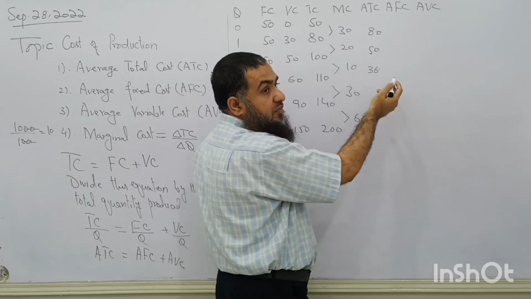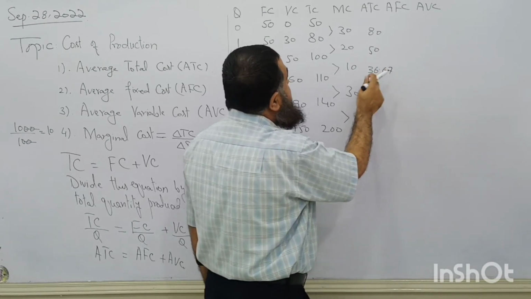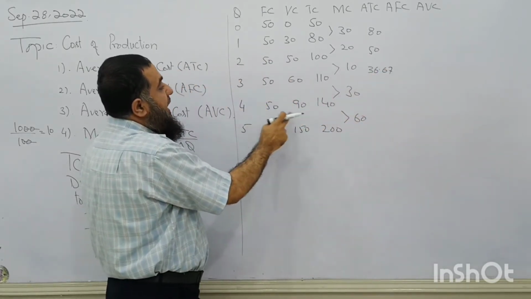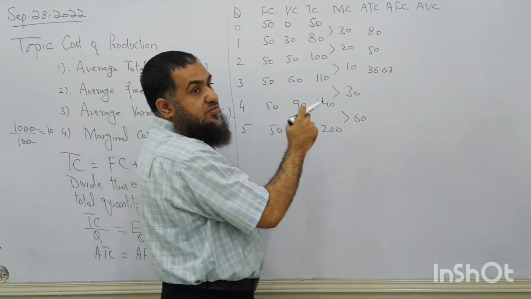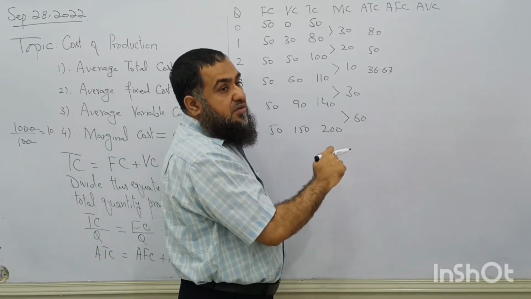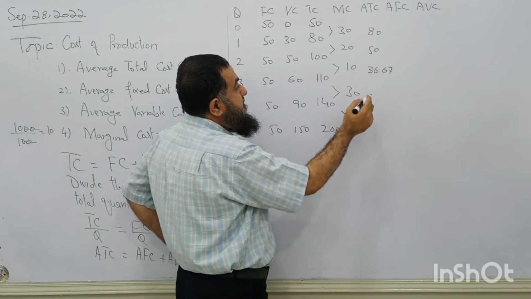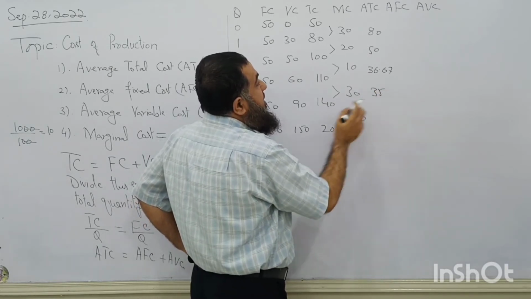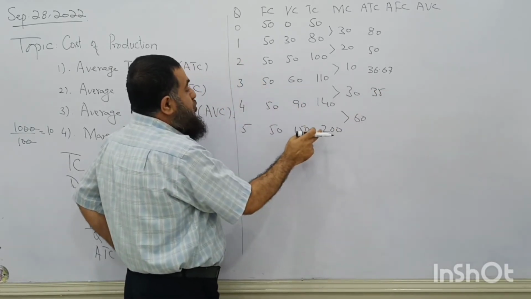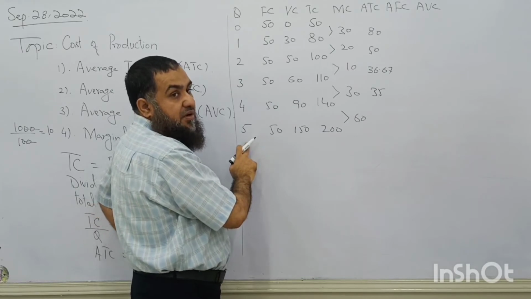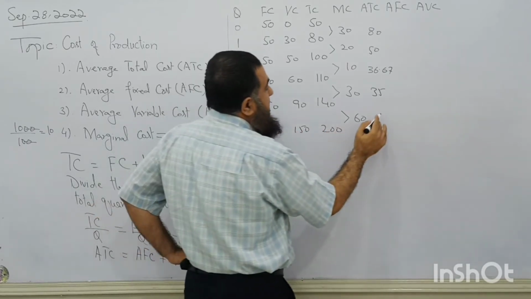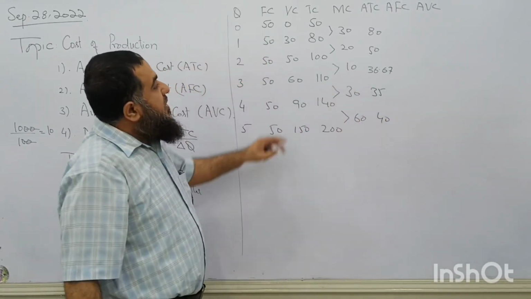36.67. This is the average value. And 140 by 4, 35. Okay. Now 200 by 5, 40. This is what I wanted to show you.